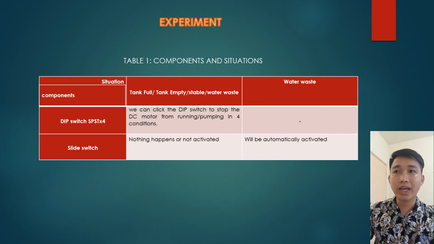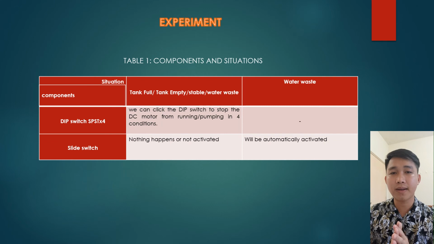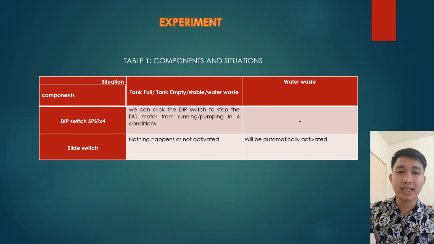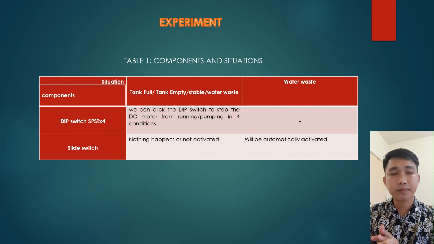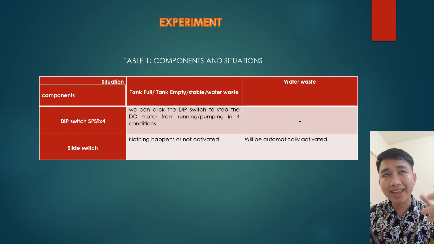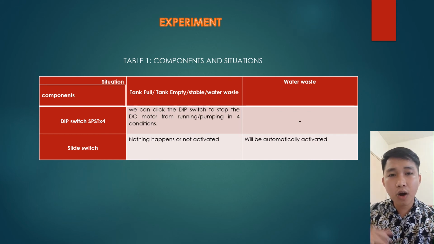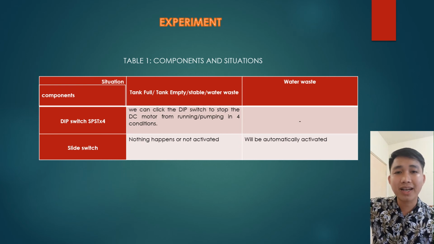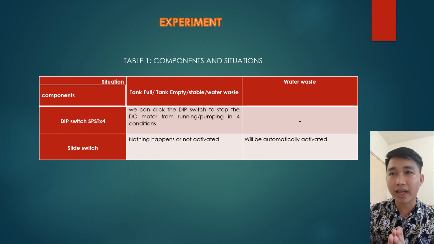And we can use the dip switch as an emergency device in case there are devices or parts in the system that misbehave. For example, when the DC motor misbehaves and keeps running although the water level has reached the wastage level. And the slide switch, nothing happens or it is not activated.